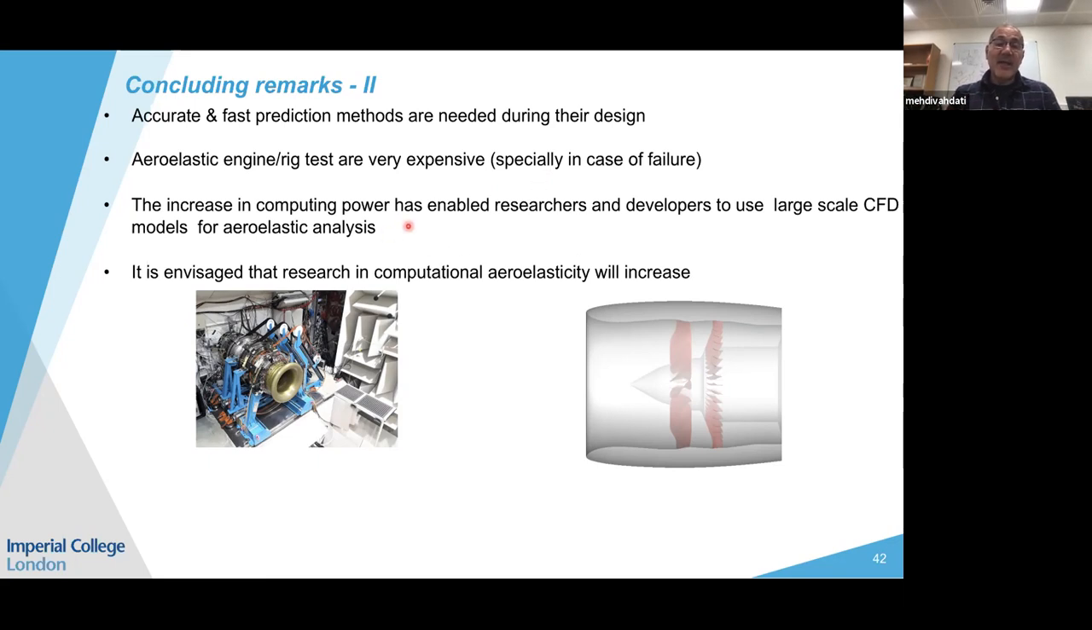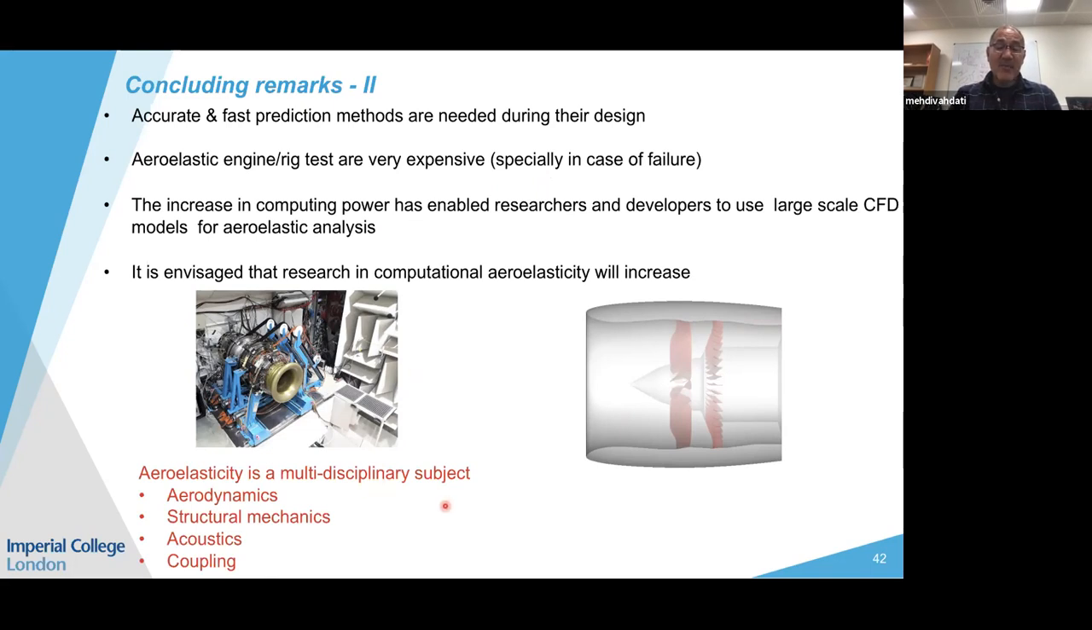Consequently, with the increasing power in computing, a lot of researchers are now moving to CFD-based models, and it's envisaged that research in computational aeroelasticity will increase. And just to finish, you have to remember that aeroelasticity is a multidisciplinary subject. When I started many years ago, I thought that if you know CFD, you can do aeroelasticity. But I don't think that's correct. You need to know about CFD, aerodynamics, structural mechanics, acoustics, and how the different things couple.